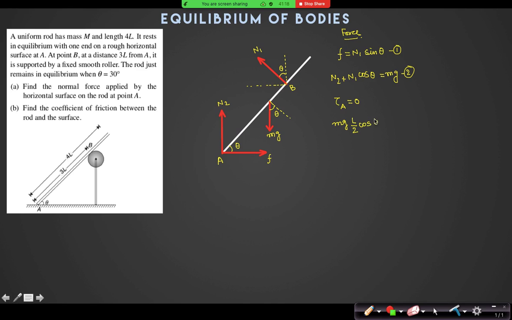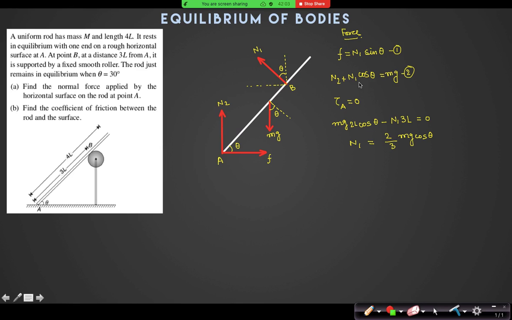And what about the torque of N1? N1 into 3L, this distance is 3L as given, and 2L cos theta for mg's arm. So torque about A is zero, so can I write N1 is equal to 2 by 3 of mg cos theta?